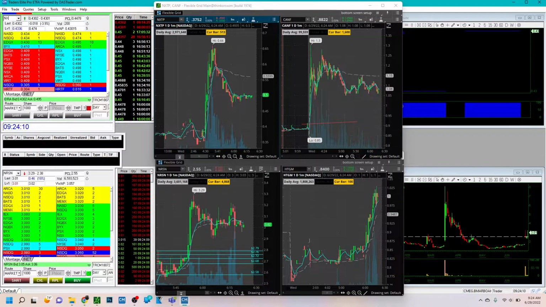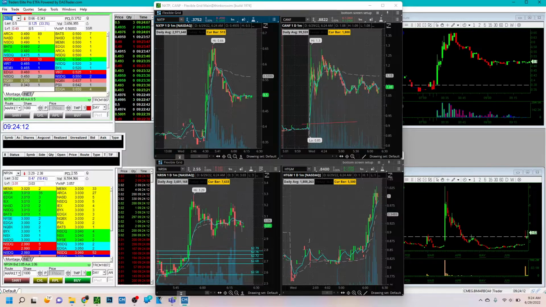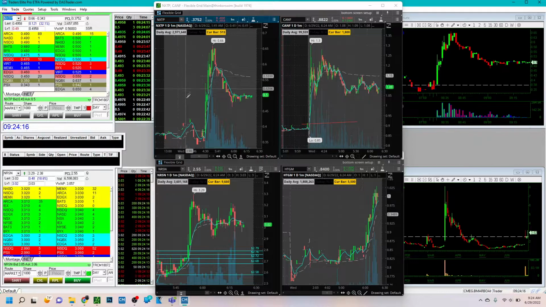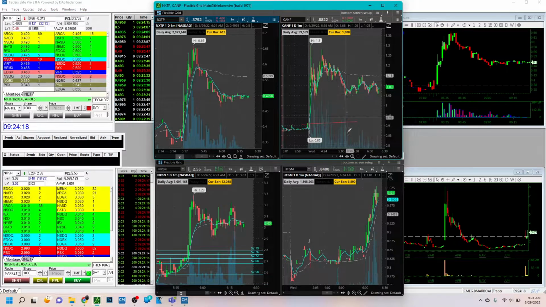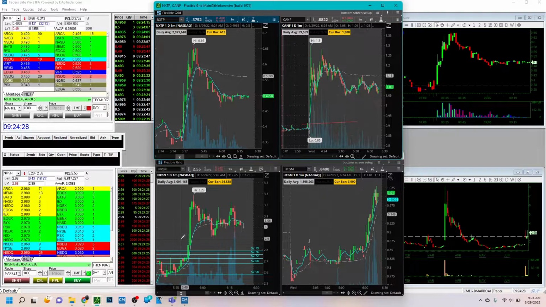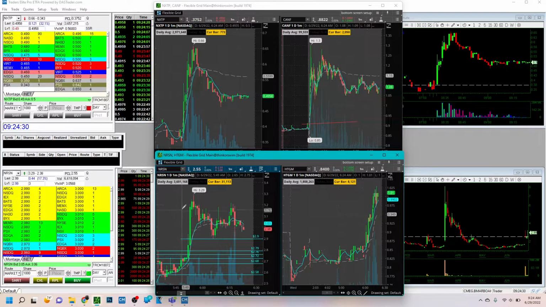Let me throw NXTP on this montage window right here. So these are the 4 that were up the biggest. The one I'm going to pick today that I like the most is this one right here, NRSN. I like this one because it's bouncing off of some key resistance levels.